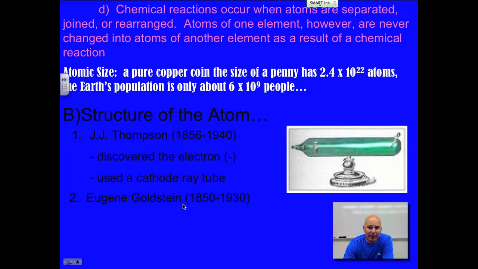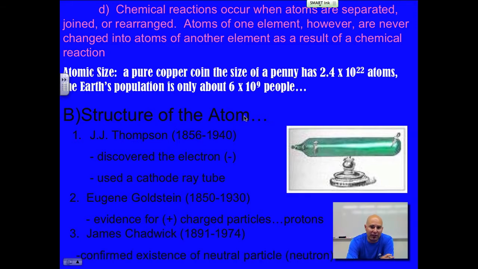Eugene Goldstein, at about the same time, found evidence for positively charged particles, or protons. Obviously, if there was something negative, there must have been something positive, because atoms are neutral, so there needed to be something that counteracts the other. Second and lastly, James Chadwick discovered, or confirmed the existence of, a neutral particle, which of course is the neutron. So we get our protons, electrons, and neutrons, basically the main building blocks of atoms.